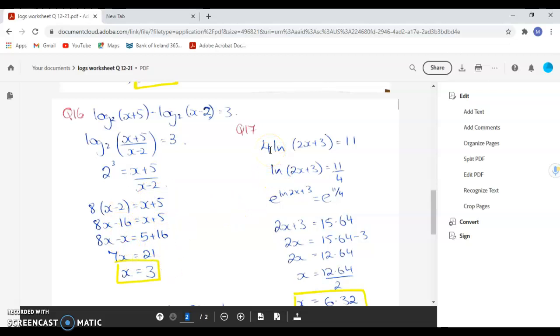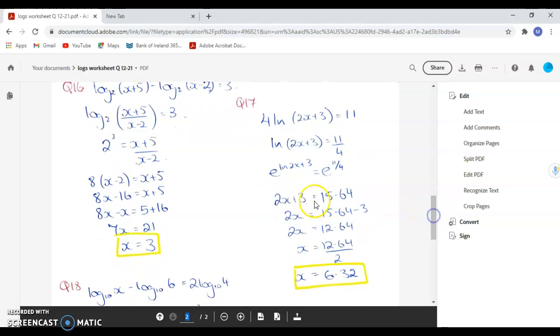Over to question number 17. So I have 4 ln 2x plus 3 is equal to 11. So the first thing I'm going to do is remove that 4 down on the other side. There it goes. Now I just have the ln, so I'm going to raise each side to the e. I'm going to bring in e and put each one up as a power. So that goes up as a power and this goes up as a power.